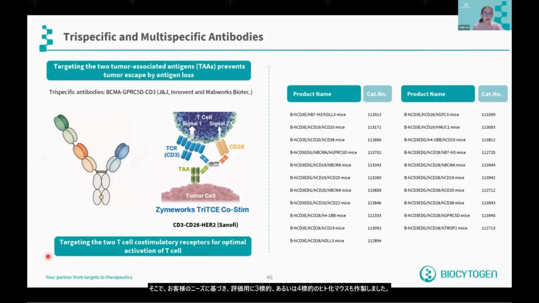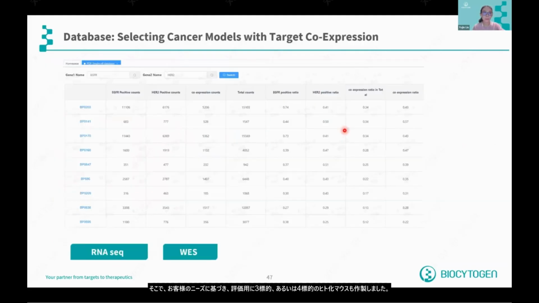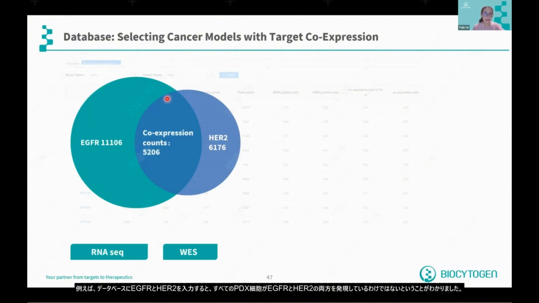Based on the needs of our clients, we also generated a series of triple or even 4 target humanized mice for the evaluation. Another question will come up: how to choose the best combination of TAAs for the T-cell engager. What we did is single-cell RNA-seq of the PDX models. For example, when we tap into EGFR and HER2 in our database, we found that not all the PDX cells express both EGFR and HER2. Some of them only express EGFR and some of them only express HER2.